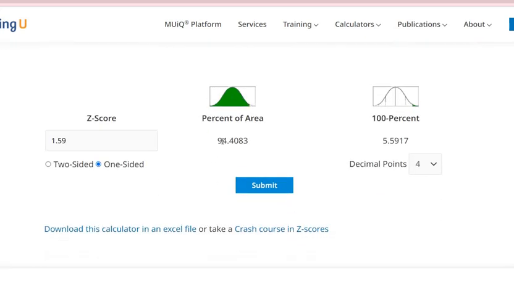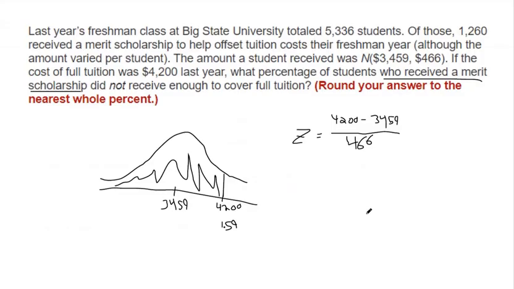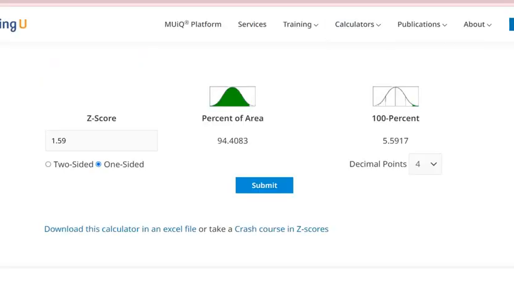And so it looks like 94.41%, so 0.9441 is the probability of not receiving enough to cover the costs. It says round to the nearest whole percent, so this one rounds down to 94%.